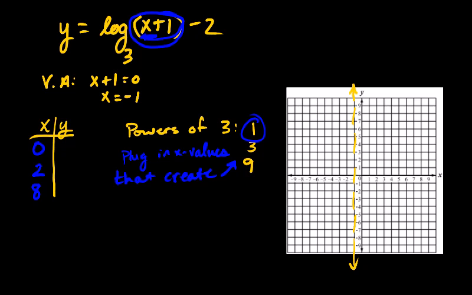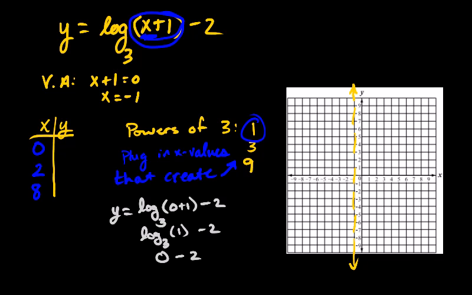Now to find the y values, you're probably going to want to use some scratch paper off to the side. So we are going to have to manually plug these in. So y equals log base 3 of 0 plus 1, then minus 2. So this is log base 3 of 1 minus 2. And what's the log base 3 of 1? That's a 0, then minus 2, so it's negative 2. So my point is at negative 2.